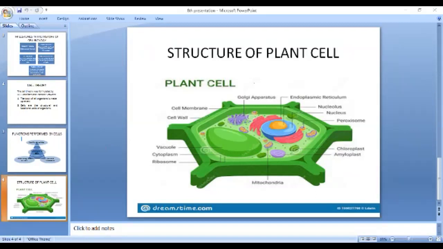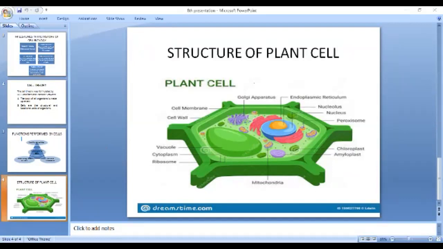Next comes the vacuole. Vacuole has a protective covering, and it is known as the tonoplast. Vacuole helps in the storage of salt and water in the cell. Okay, then comes the mitochondria. Mitochondria is known as the powerhouse of the cell, and it is called the powerhouse of the cell because it helps in the storage and production of energy. So the function of mitochondria is the storage and production of energy.